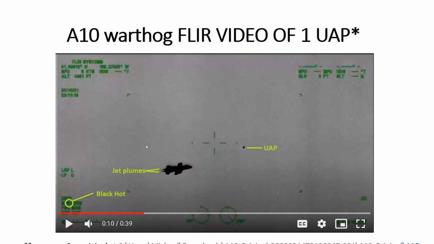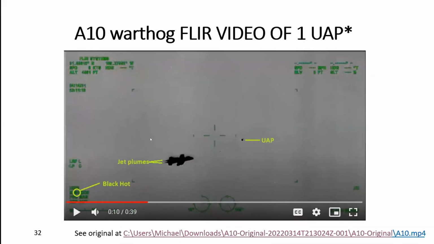So I see the A10 Warthog FLIR video of one UAP, and then I see a picture of the UAP and the jet plumes. Okay, black now is hot. Now, do you see the video now? I don't see it playing though. Interesting. Maybe I have to share it. It may be in a different window that's overlaid. You may have to share that differently. Yeah, okay, let me go.